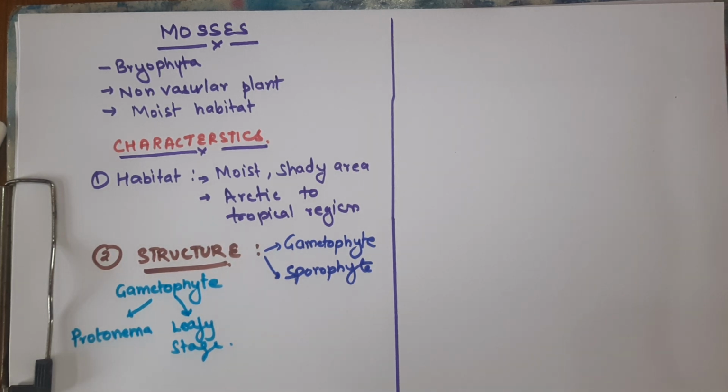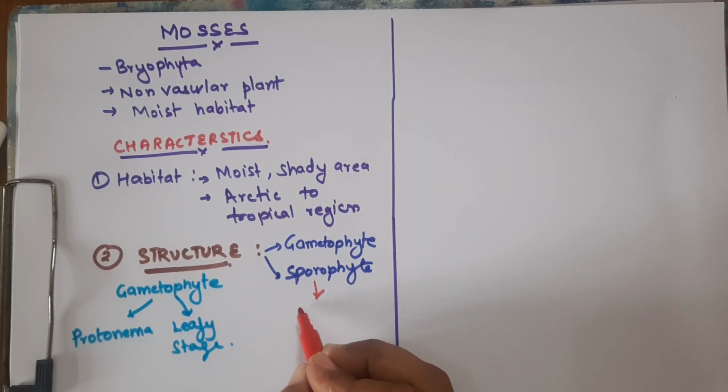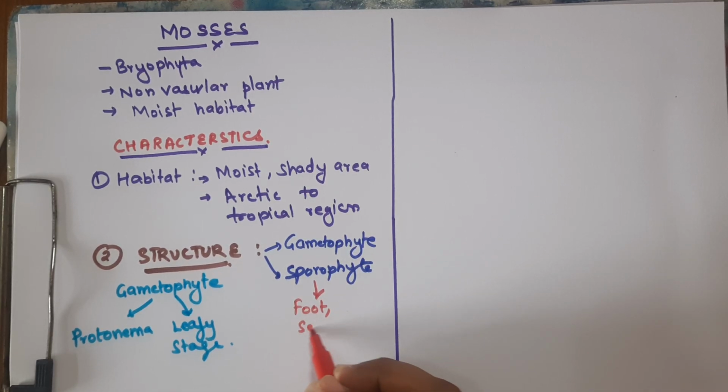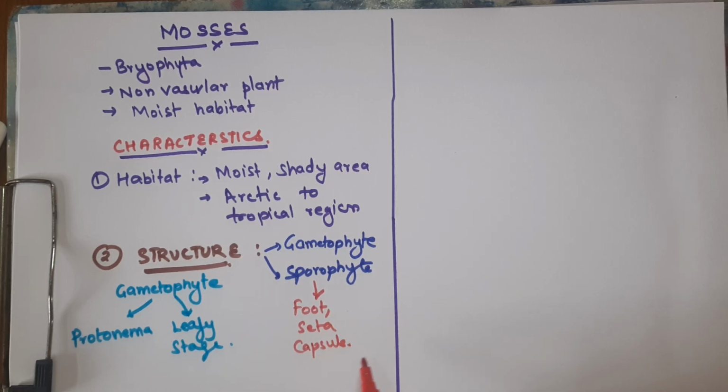And if we talk about the sporophyte, it consists of foot, seta and capsule, similar to the liverworts. The foot is for attachment, the seta is the stalk, and the capsule is used for spore production. So this is all.